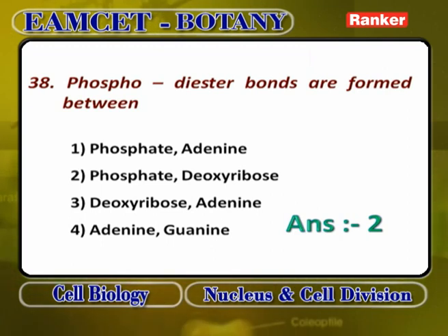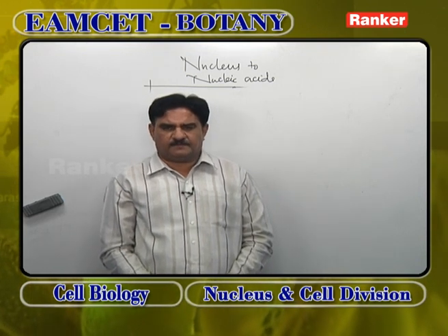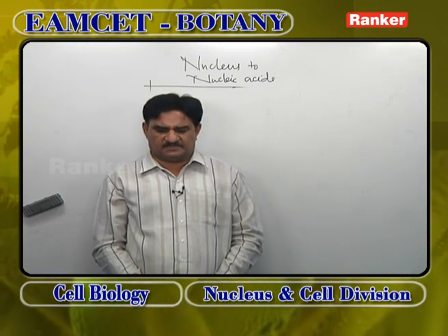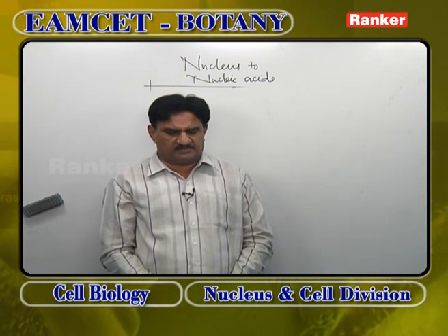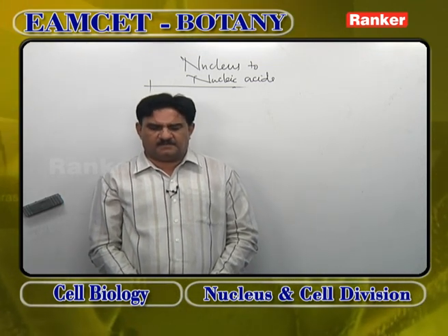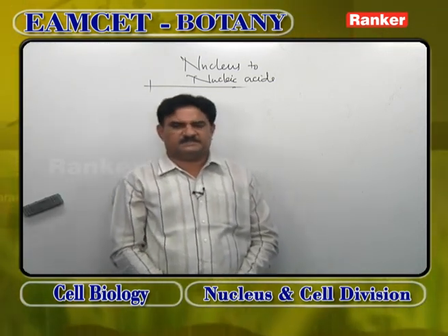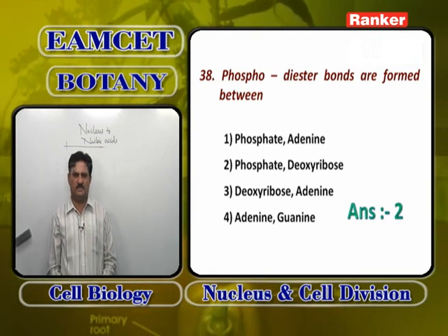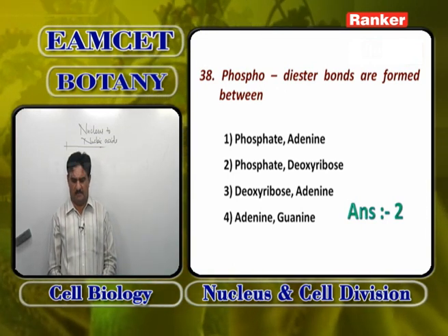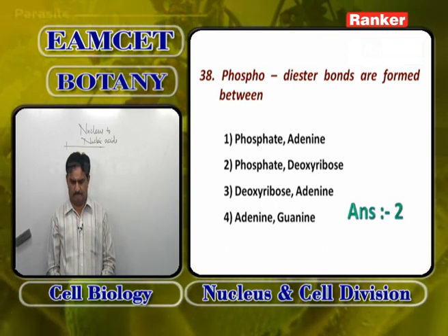Phosphodiester bonds are formed between, previously we discussed, sugar and phosphate, which form the backbone of DNA. The backbones of DNA are connected by phosphodiester bonds, not phosphate and adenine, not deoxyribose and adenine, not adenine and guanine. In between adenine and guanine, hydrogen bonds are present. So the answer is phosphate and deoxyribose. Deoxyribose sugar and phosphate always show phosphodiester bonds.